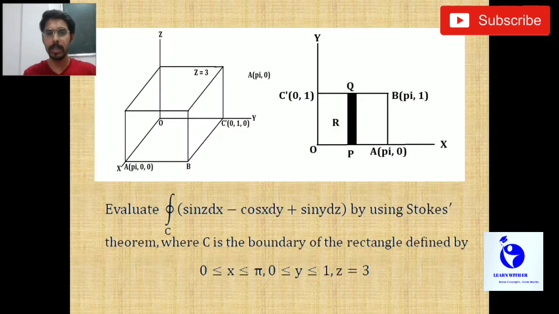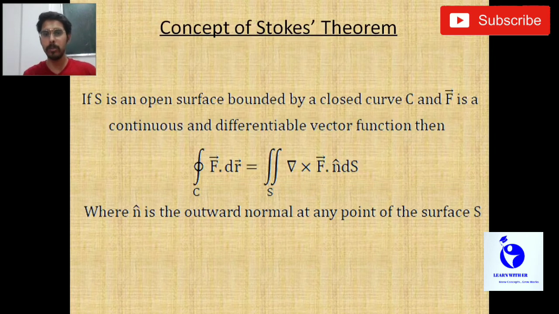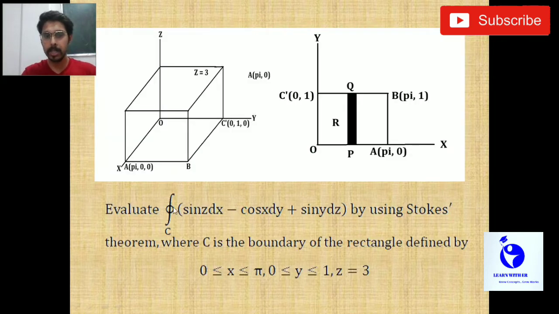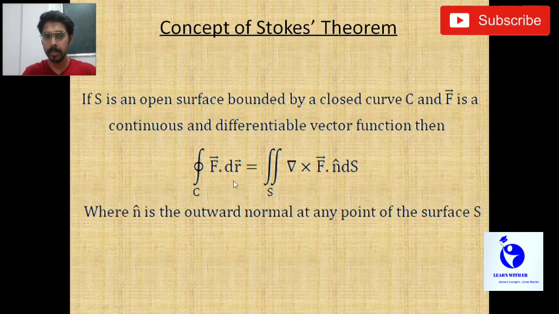So the first thing that we have to do, as you have seen in the formula, is that if we are converting the single integral, the closed integral, into the double integration, we have to do nabla cross F, that means the curl of the vector F. The question has been given as a single integral, F dot dr, and we have to convert it into the double integral, so nabla cross F we have to do first.